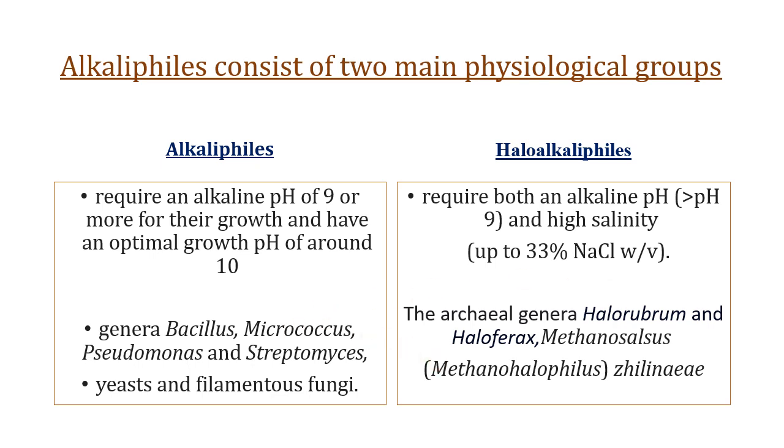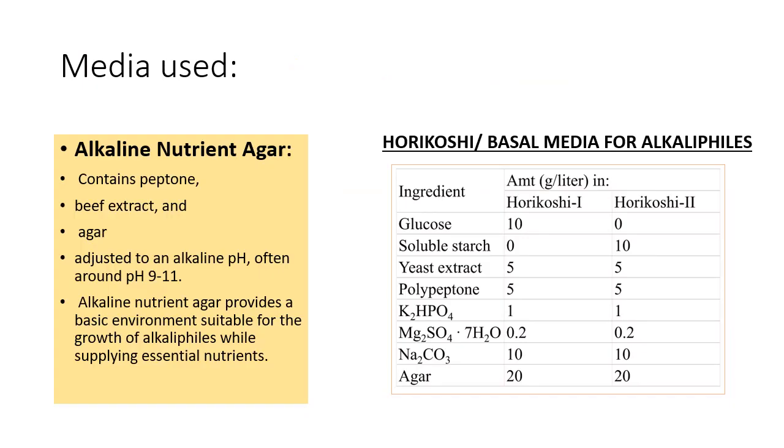Now, these are a few examples. You can go through them if you think you may need them for your viva. Then next is what kind of media one should use as you are isolating an alkaliphile. Horikoshi or the basal media for alkaliphiles is mostly used, but if you don't have any of these components, you can also go for alkaline nutrient agar.